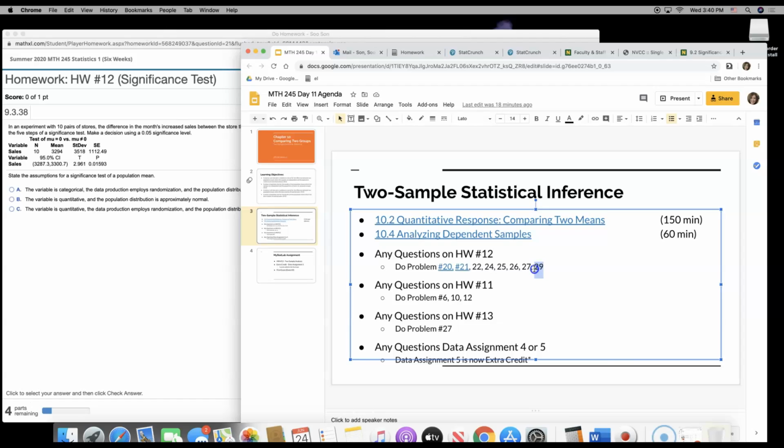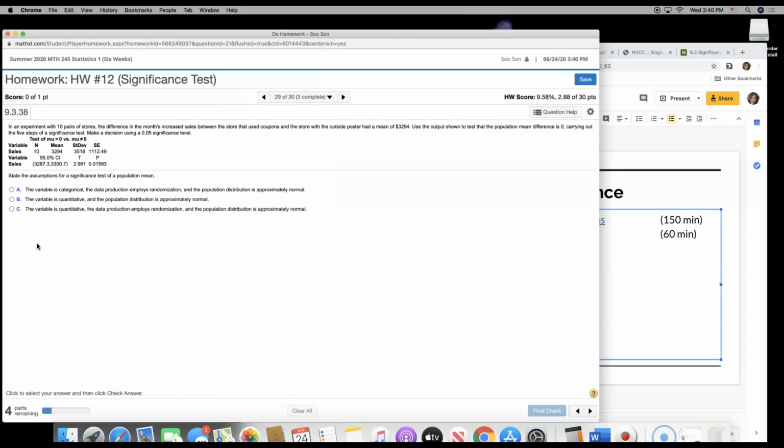29 now, it says, in an experiment with 10 pairs of stores, the difference in month increase sale between the store that used coupons and the store with the outside poster had a mean of 3,294. You're looking at the difference. Use the output shown to test that the population mean difference is 0. Carrying out the 5 steps of significance test, make a decision using a 0.05 significance level.